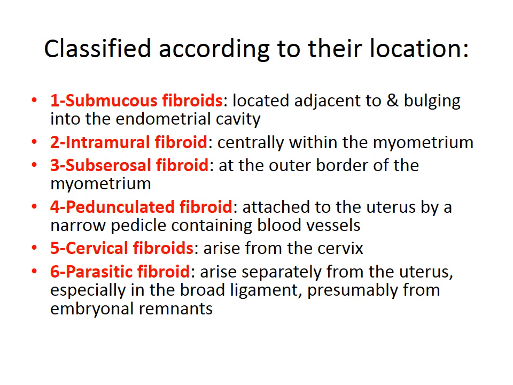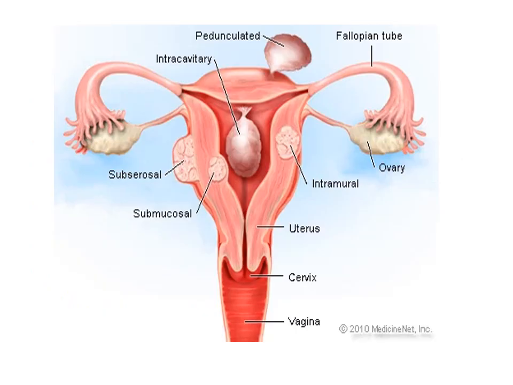Parasitic fibroid is a term given to fibroids that arise separately from the uterus and are specially located within the leaves of the broad ligament, and they are thought to arise from an embryonal remnant. This figure represents the different types of fibroids that are classified according to their location.